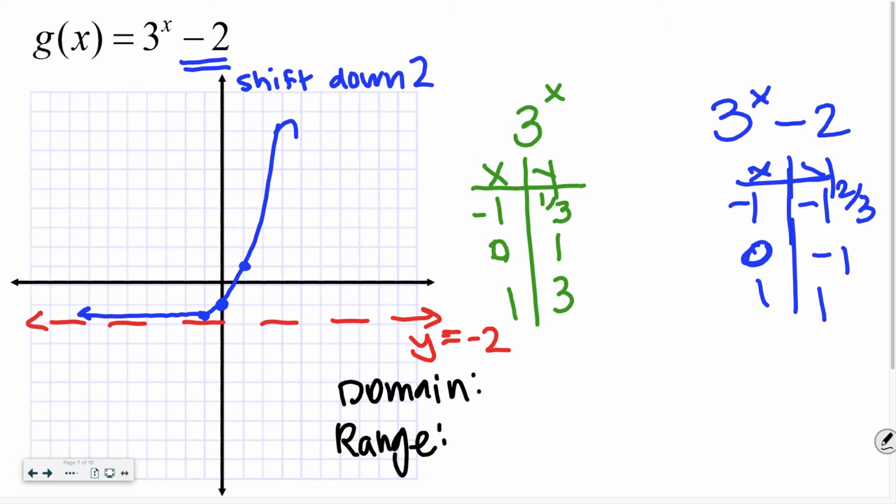Our domain will always be all real numbers, but then since our asymptote changed, our range is also going to change. Our range is now -2 to infinity.